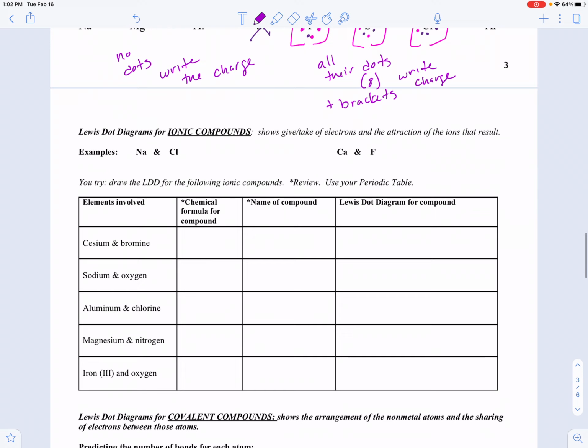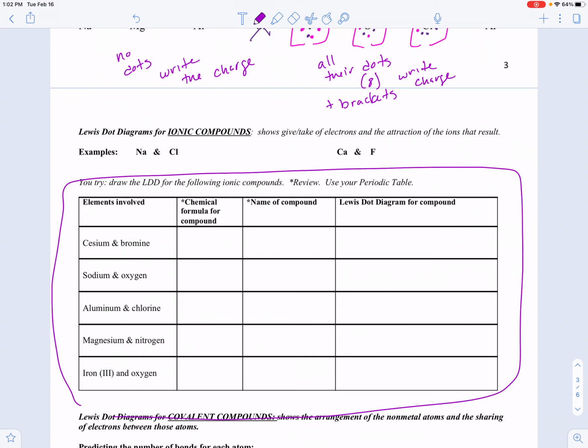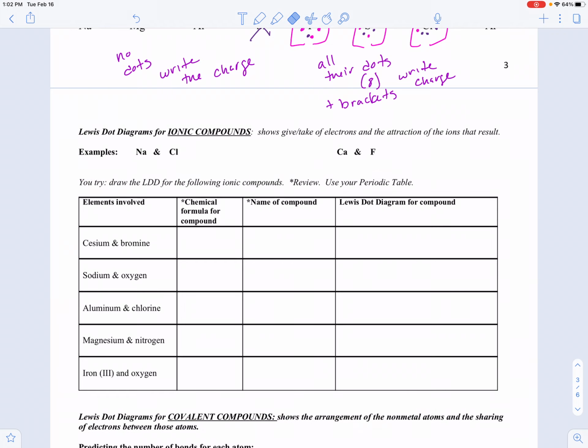So I'm going to do 2 examples for you, and then you're going to practice these ones in this chart for class. I'm going to do sodium and chloride, and then I'll do calcium and fluoride. So sodium and chloride. First, I'm going to write down the chemical formula for the compound. Sodium is a 1+ charge, and chlorine is a 1- charge. So I only need 1 of each of them.